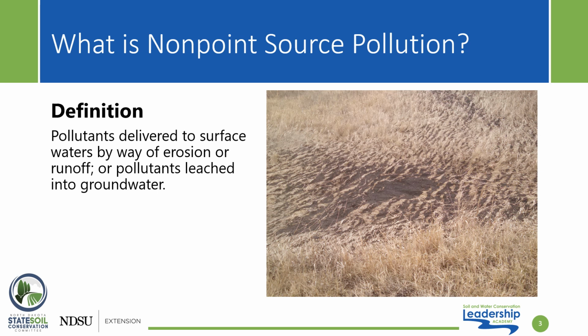Let's start by defining what nonpoint source pollution is. Nonpoint source pollution is any pollutant that is delivered to a surface or groundwater source through means of runoff, erosion, or leaching. The example photo on the right shows wind erosion from soil off of a field collecting in a nearby ditch.